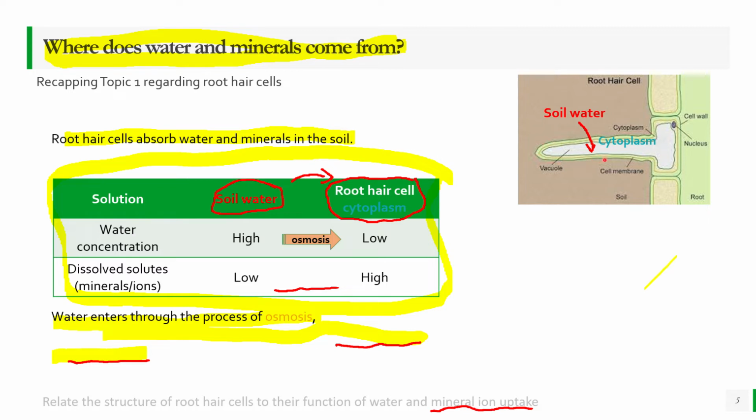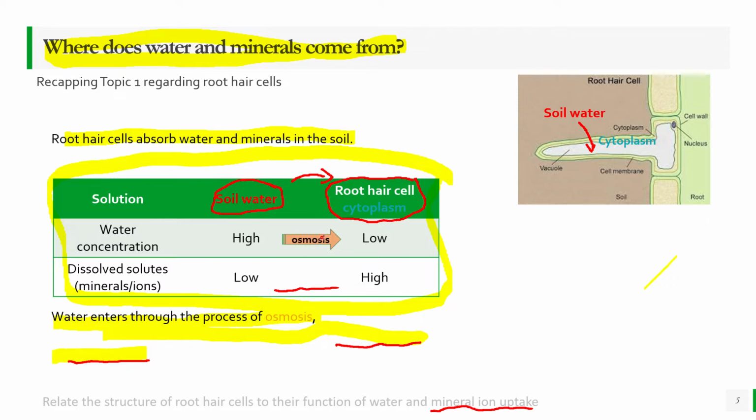Okay, so di sekeliling ni ada cell membrane. So it fits the criteria of the movement being osmosis. Okay, number one, movement of water concentration. Number two, from high to low. And number three, it passes through a semi-permeable membrane. Okay, so movement of water is by the process of osmosis.